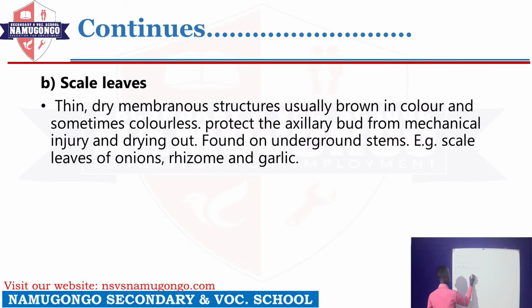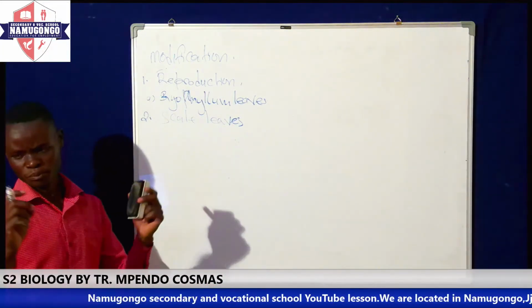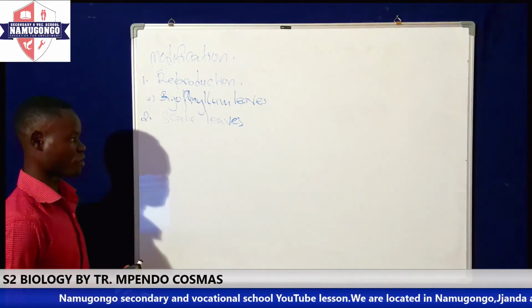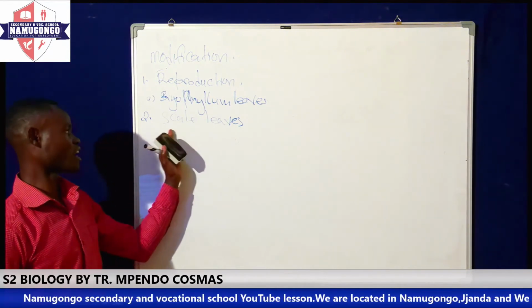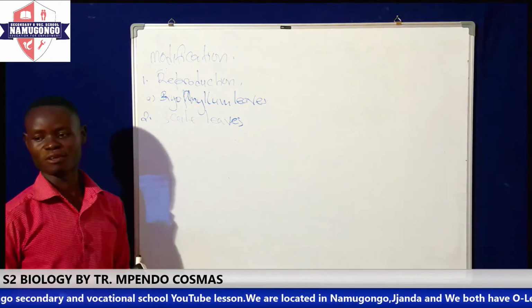leaves. The scale leaves are leaves which are normally found amongst the underground stems. When I talk of underground stems, this is where we find the onions, the rhizomes, in which we have the scotch grass, and we also have the garlics. I will use the onions, which we are familiar with. When you are opening an onion bulb at home, there are some leaves which we scratch off. Those are the ones I'm calling the what?